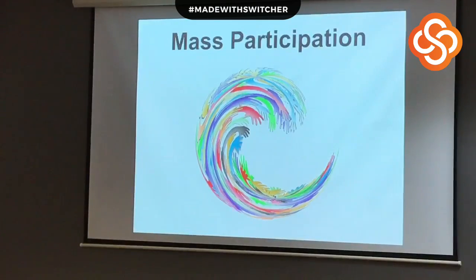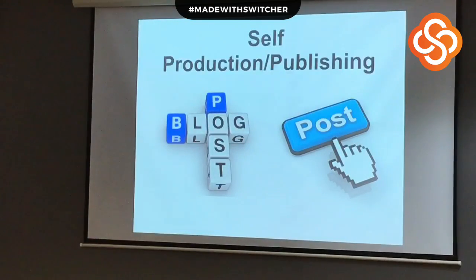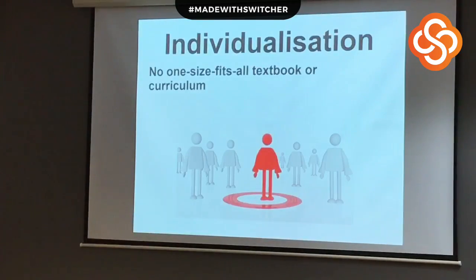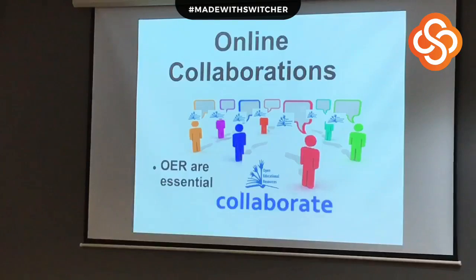We need mass participation, and this cannot be done with commercial content. Quite simply, it cannot be done. The licenses in so many different countries are so complex, the licensing, that it becomes impossible. You can self-publish your work using open education resources. You can individualize, because there is no one-size-fits-all textbook or curriculum. You can have different types of learning content, modules explaining concepts in different ways.